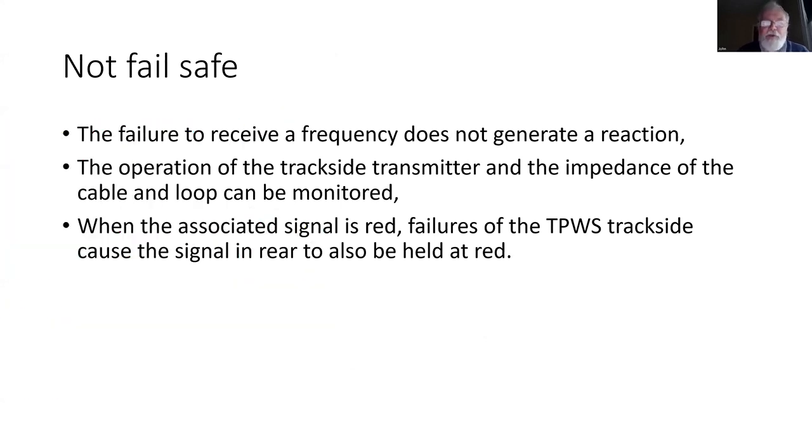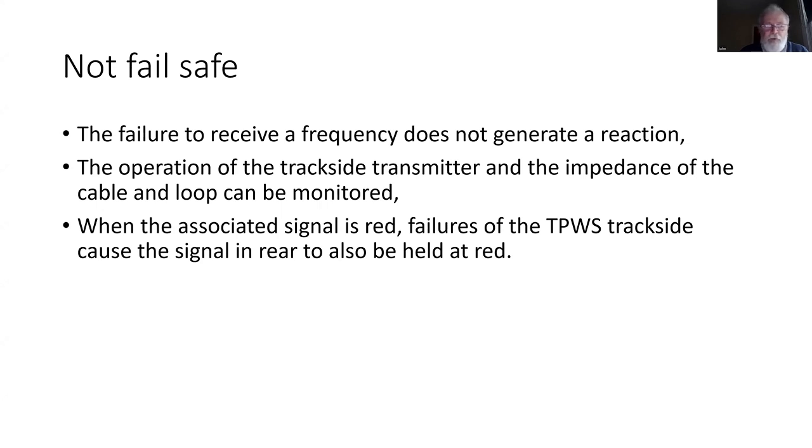Now, the fact that the frequencies are transmitted by loops mounted on the track means that the system is not fail-safe. Unless the onboard receives both of the frequencies, no reaction will be generated. So the operation of the trackside transmitter and then the loop impedance for the cable and the actual transmitter loop need to be monitored in order to detect if the system is working. And if the associated signal is red and the trackside TPWS equipment cannot be detected as operational, then the signal in rear will also be held at red. So that gives a measure of protection.